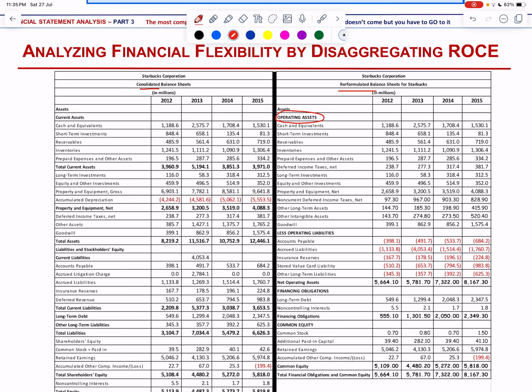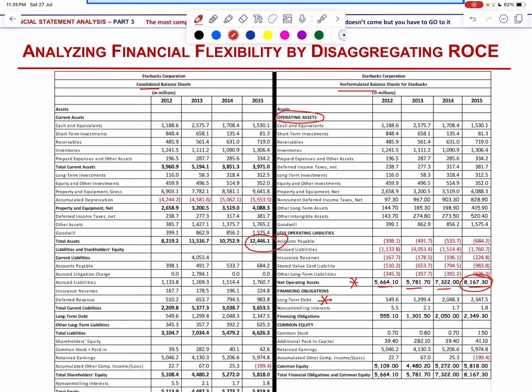By subtracting the current liabilities and other long term liabilities, excluding the long term debt, from these operating assets, we get net operating assets for the years 2012, 13, 14, 15, as you can see. For the year 2015, the net operating assets was 8,163.7 million, whereas the total assets reported on the balance sheet was 12,446.1.